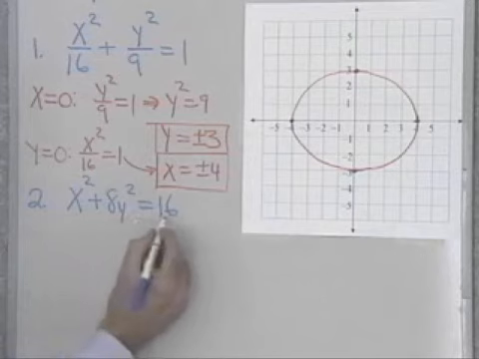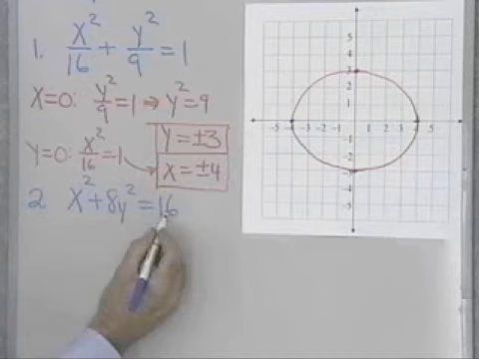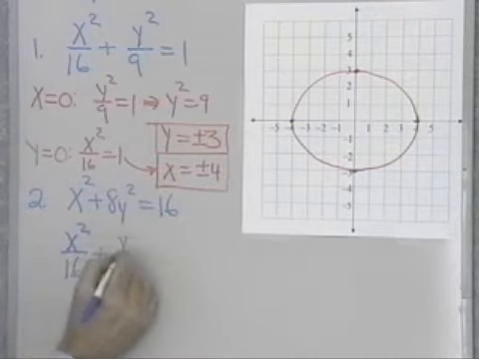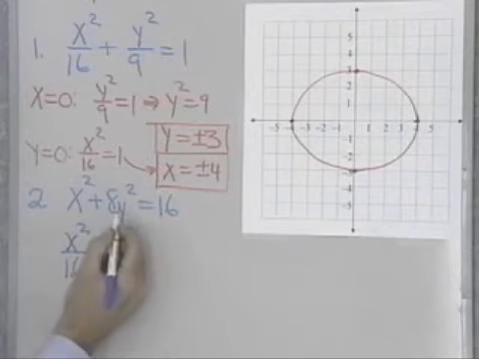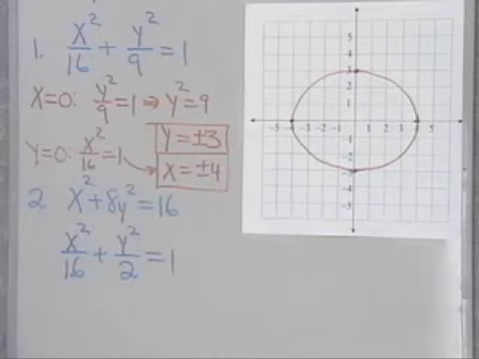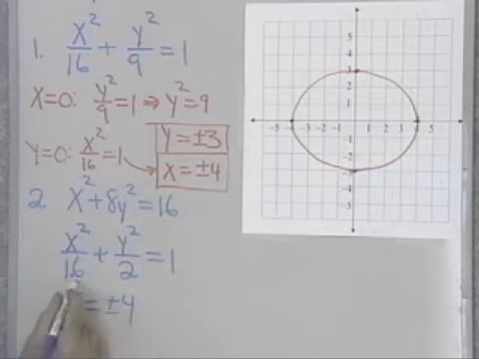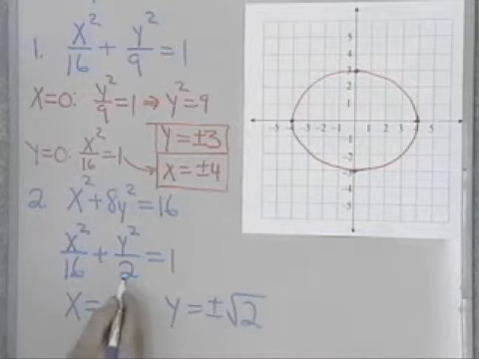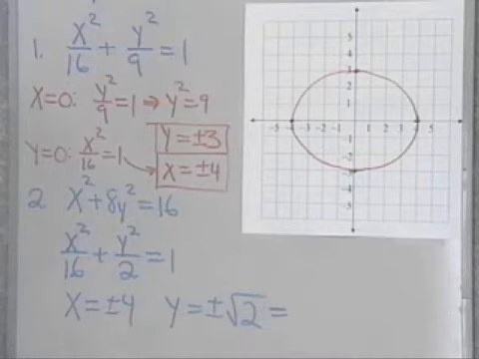Now this one is not written in standard form, and I can write it in standard form by getting a 1 right here. I'll do that by dividing both sides by 16. When I do that, I have x squared over 16 plus y squared over, dividing 8y squared by 16 gives me y squared over 2, and that's equal to 1. So that means that my x-intercepts will be at x equal plus or minus 4, that's the square root of this number, and my y-intercepts will be at plus or minus the square root of 2. Because this number is 2, its square root is plus or minus square root 2. Now, plus or minus the square root of 2 is going to be about 1.4.